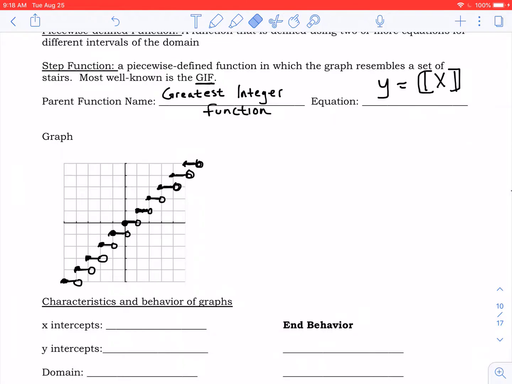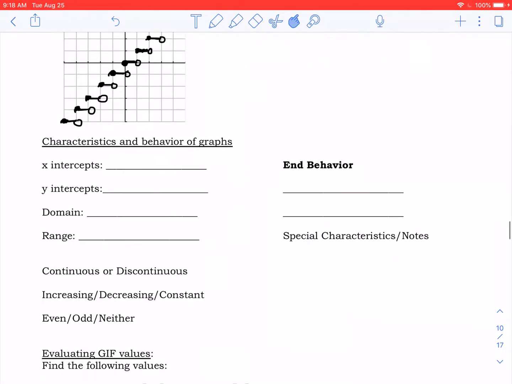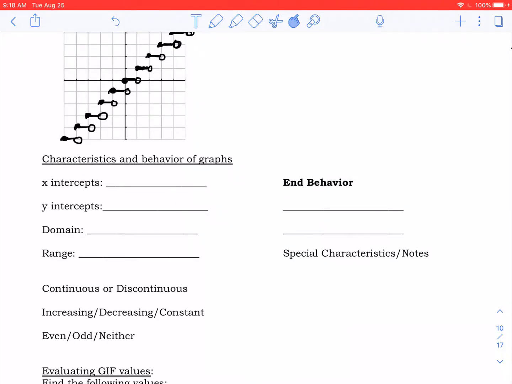Okay? Awesome. So now that we have all this, let's look at some features of this graph. Where's maybe the easiest one? Where's the y-intercept? That's pretty clear. I think it's at the point (0, 0). What's the domain of this function? The domain is actually all real numbers. It's infinitely wide.